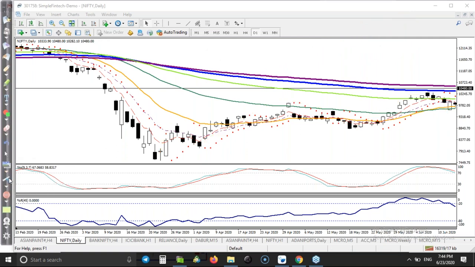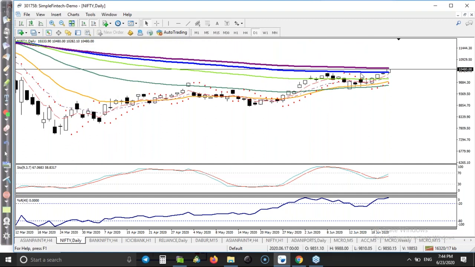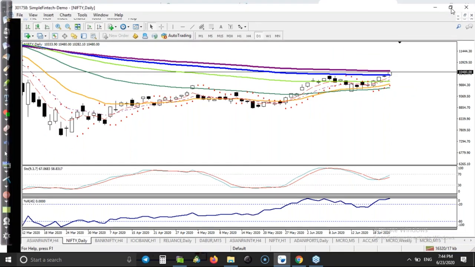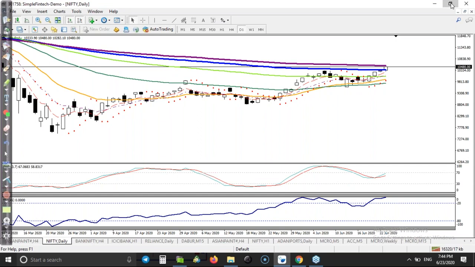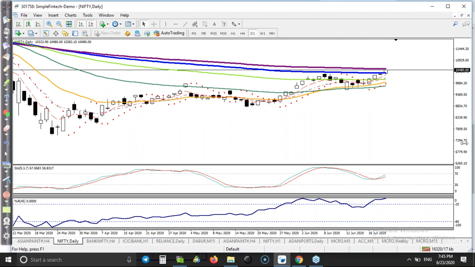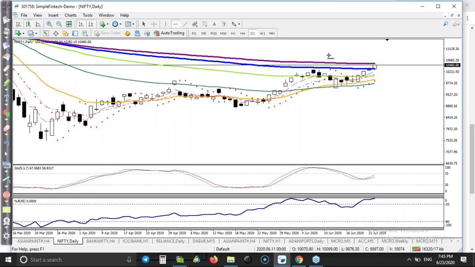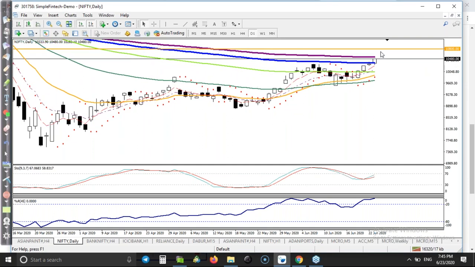Let me remove this one. Right now here, price is in a clear uptrend and we are expecting price will go up to this level. Let me make it a little smaller. Suppose we are expecting price will go to the level of 10,800. Let me edit it, somewhere 10,800. Now I can see we are expecting price will go up to there.